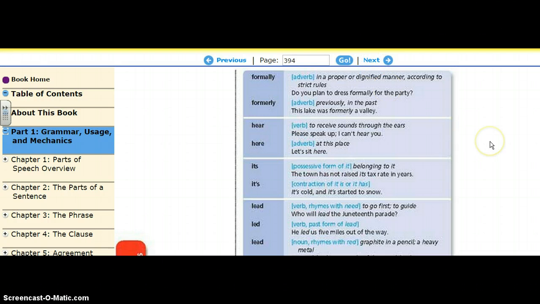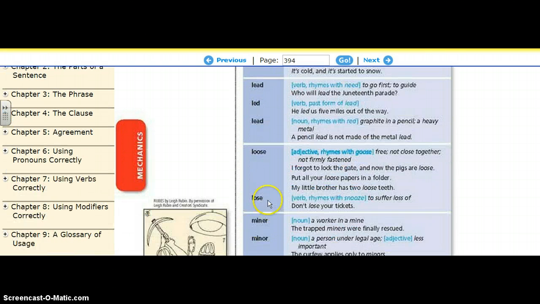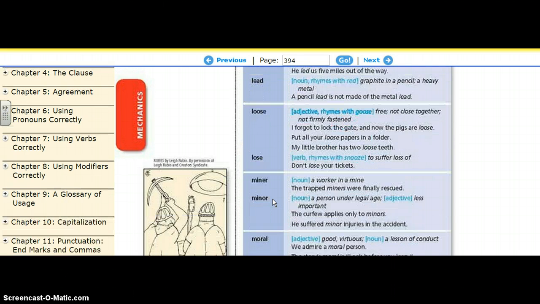Going on to page 394, we have more homonyms. We start with formally, the different heres. I've seen that problem. Also, its has been a problem for many of you. And in the essays that you just turned in, a lot of you were using LEAD for LED. So you need to be careful on that. Loose and lose is a major issue for students.